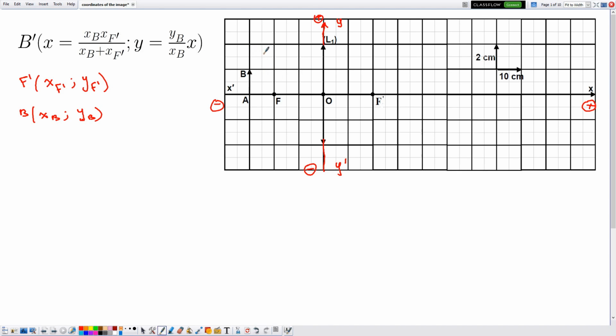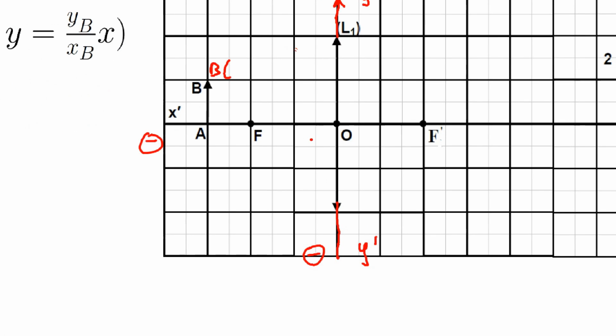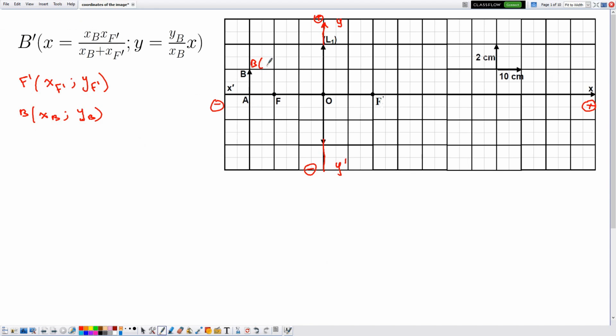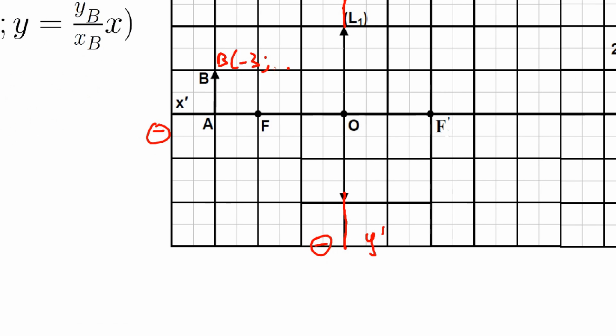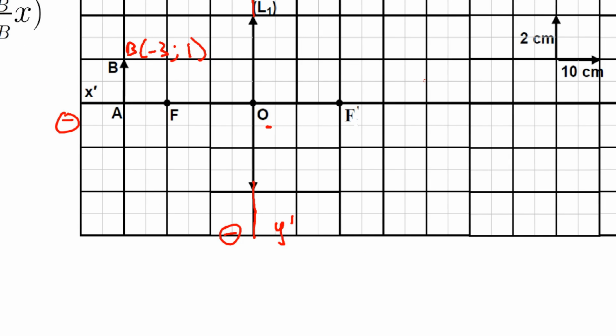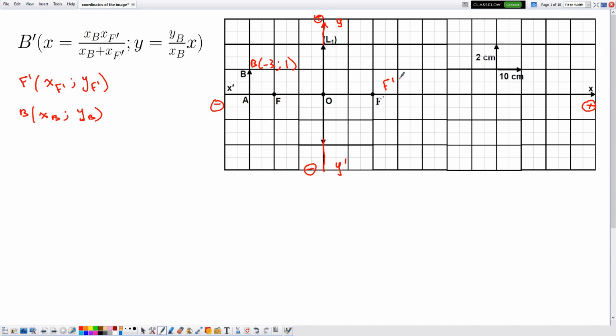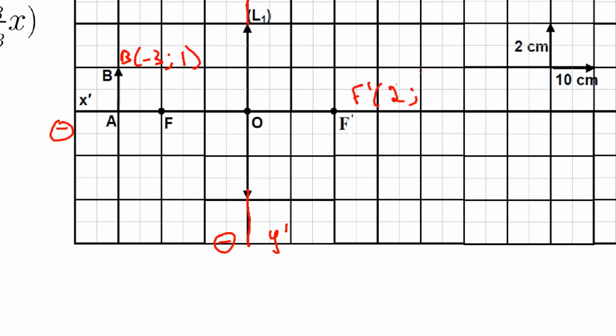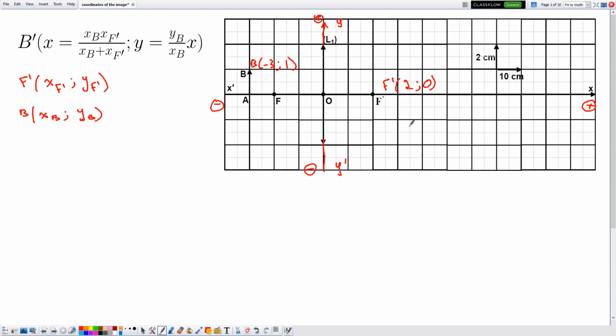Let's start with the point B. So the point B has an abscissa 1, 2, 3, minus 3, and has an ordinate plus 1, whereas the point F prime has an abscissa 1, 2, so plus 2, whereas the ordinate of the point F prime is 0 because it's located on the x-axis. So now after we have identified the coordinates of the point B and F prime, now we can calculate the coordinates of the point B prime, which is the image of the point B.